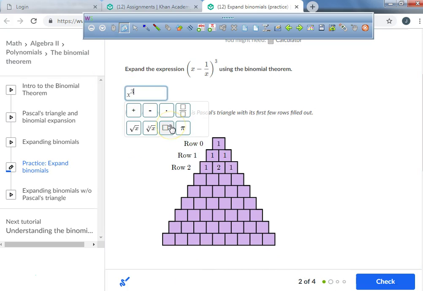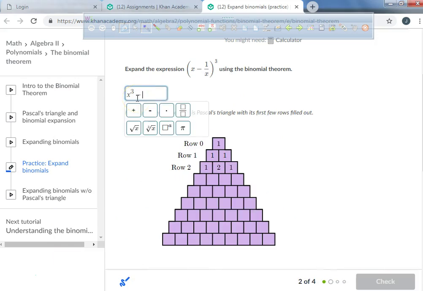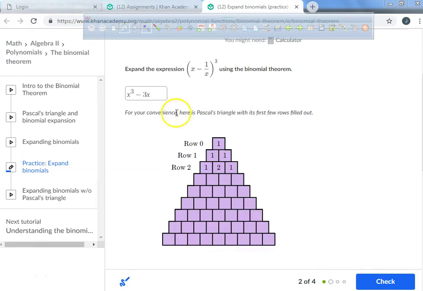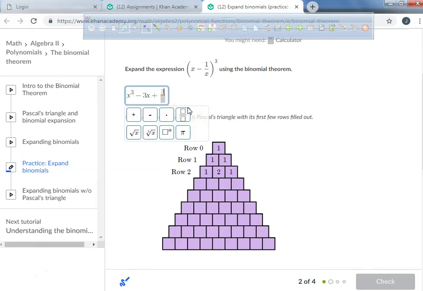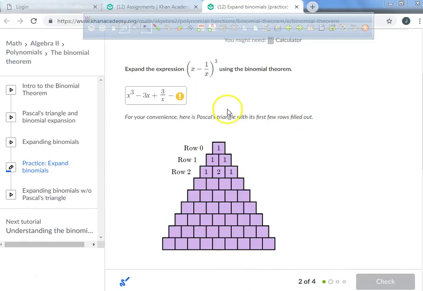x to the power of 3 minus 3x plus 3 over x minus 1 over x cubed.